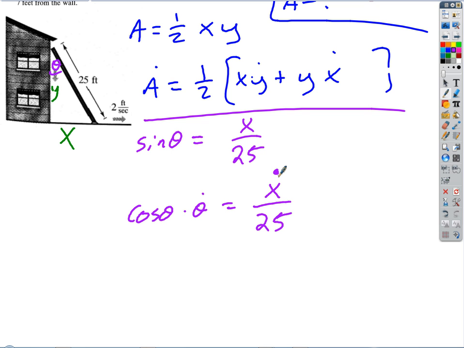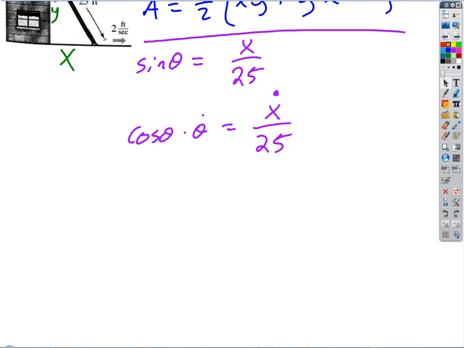Now here's the thing I really wanted to get to. This is a great trick, and trig is a big deal. We use trig a ton in the math of the real world. Angles are a big part of life. When dealing with angles like this, we isolate theta dot: theta dot equals x dot over 25 cosine theta. Just divide both sides by cosine theta. Now I know x dot, so how am I going to solve for cosine theta?